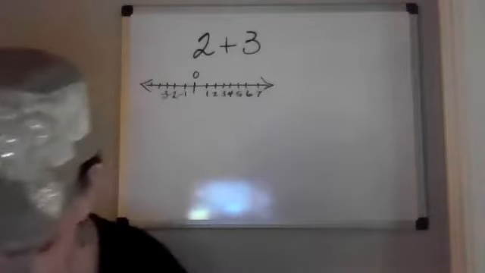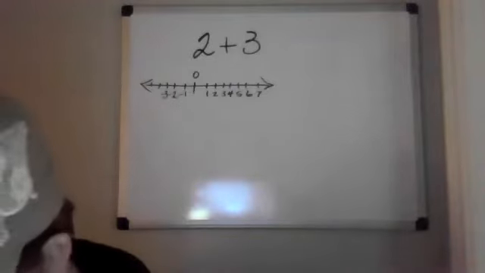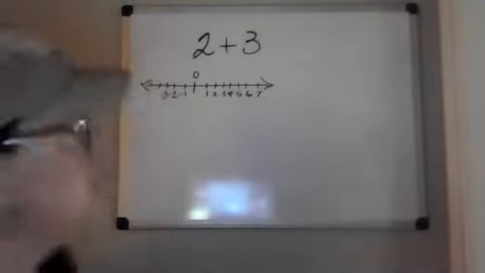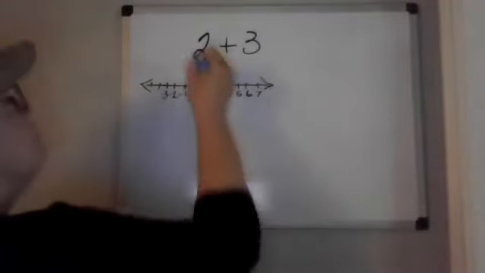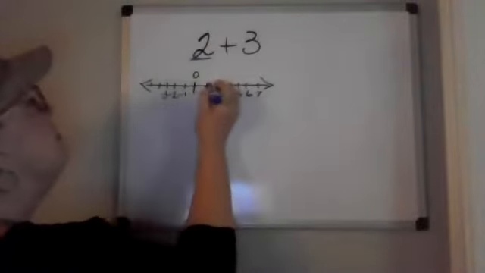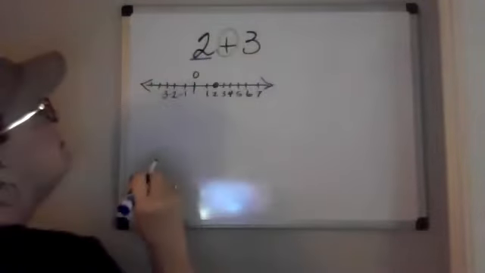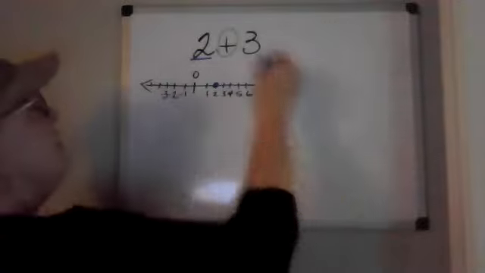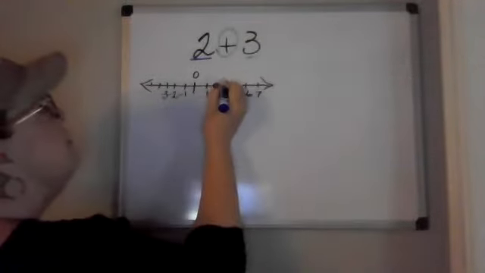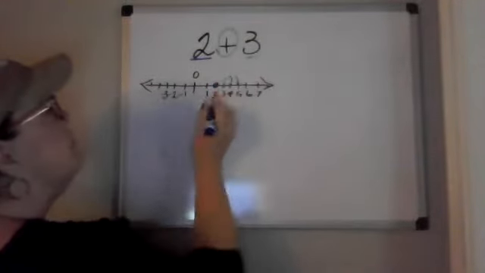Okay, now, if we're going to use the number line to find the answer to this problem, this is where we start. I'm going to start right there. The plus says to go to the right, so I'm going to move this way 3 spaces. 1, 2, 3.